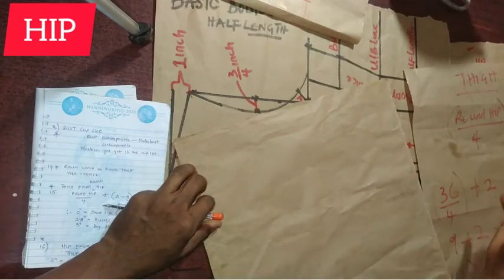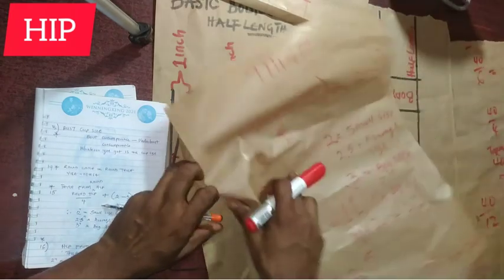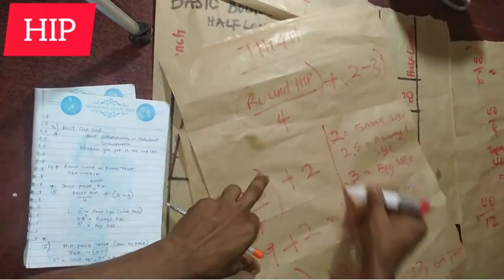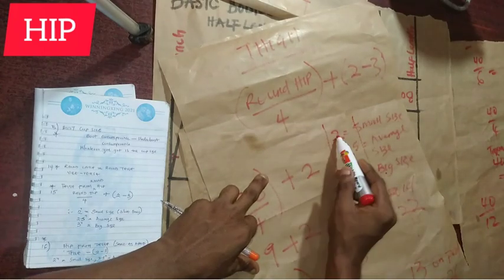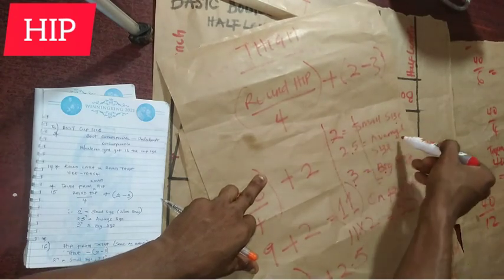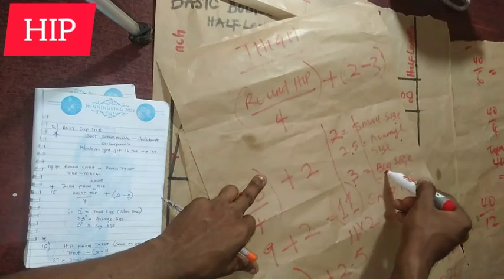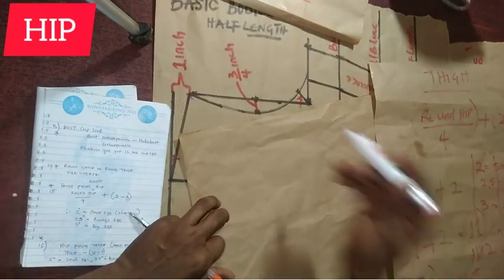Remember, when we used the hip to get the thigh, we added. Remember these figures we have here, please let's always make use of them. 2 is for small size, 2.5 is for average size, while 3 is for big size.